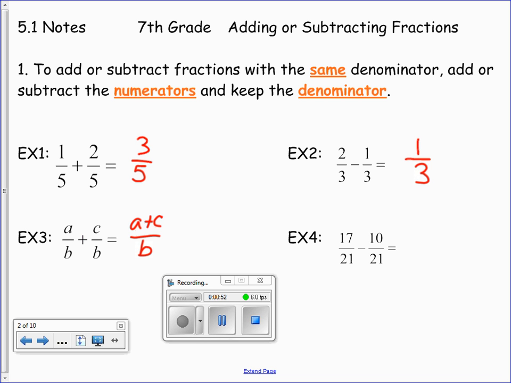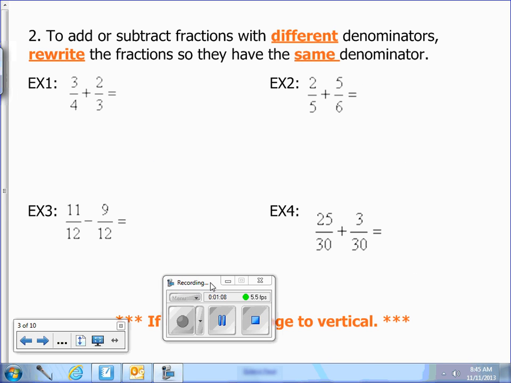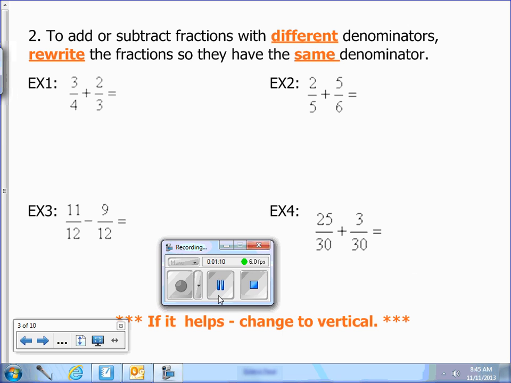In example 4, we have 17 over 21 minus 10 over 21. We have 7 over 21. Always reduce. Your final answer will be 1/3. Number 2, to add or subtract fractions with different denominators, rewrite the fractions so that they have the same denominator.